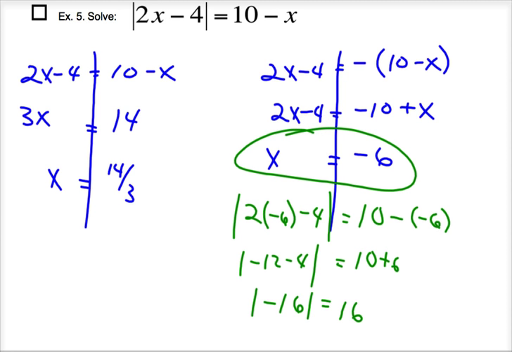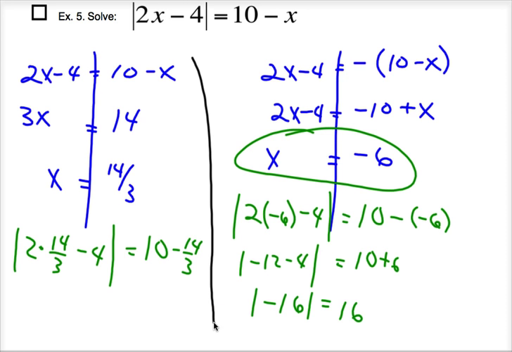The other one, I plug in 14 thirds: the absolute value of 2 times 14 thirds minus 4, and I want to find out if that's the same as 10 minus 14 thirds. I'll put a little divider here so I keep them separated.